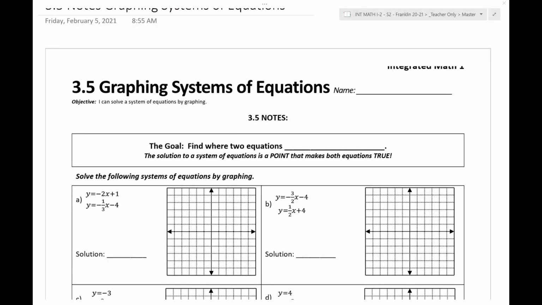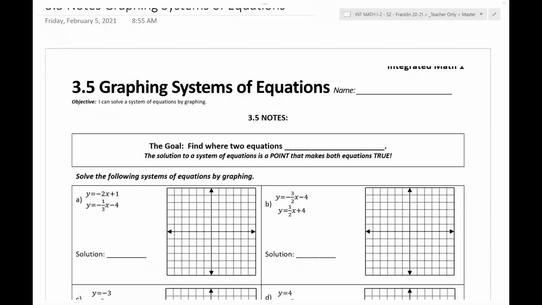So a system of equations is just two or more equations, and that's called a system. And the solution to a system of equations, if we use graphing as the method to find the solution, is a point that makes both equations true. So it's an ordered pair, an xy pair, a single point that makes both equations true.